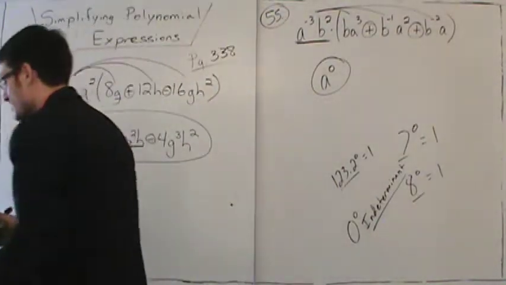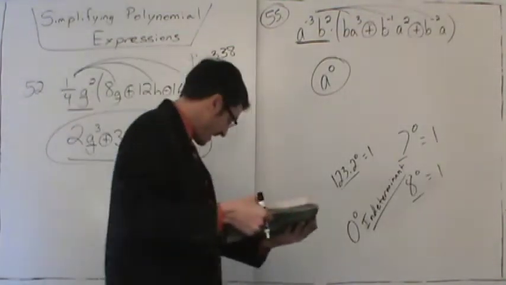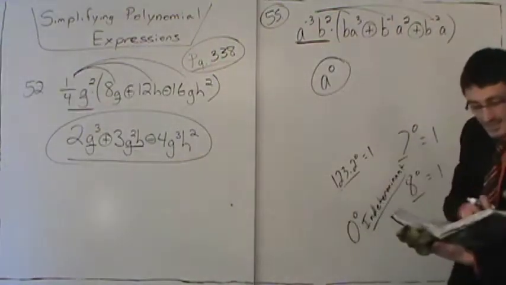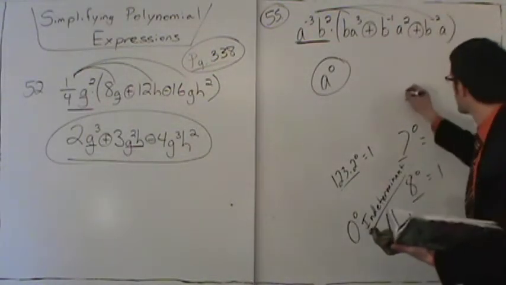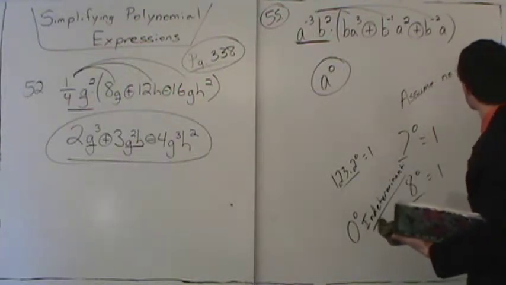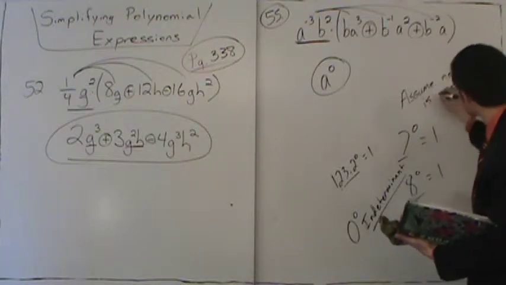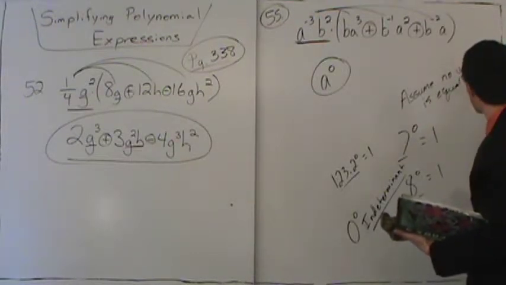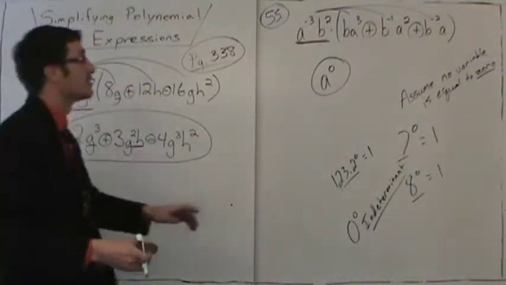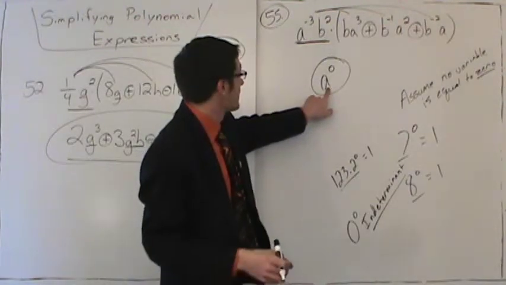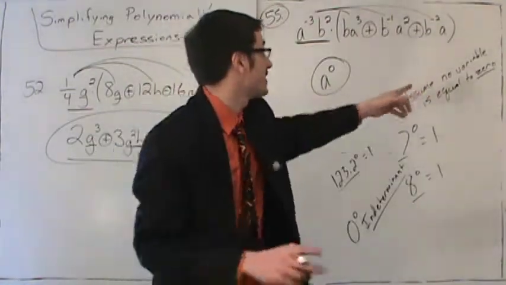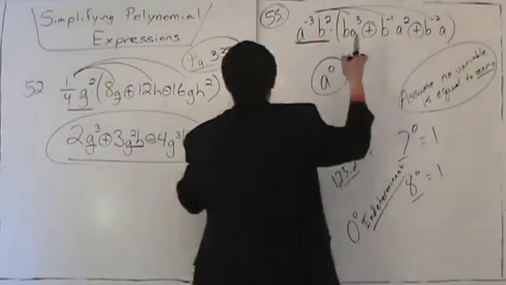So we don't know what a is, but there's something key written on the top of your book. On page 338, at the very top it says simplify, and next to the word simplify it says, assume no variable is equal to 0. Why is it saying that? It's saying to assume that whenever you have a variable like a, the variable cannot be 0, meaning that we don't know what a is, but we definitely know what a is not.